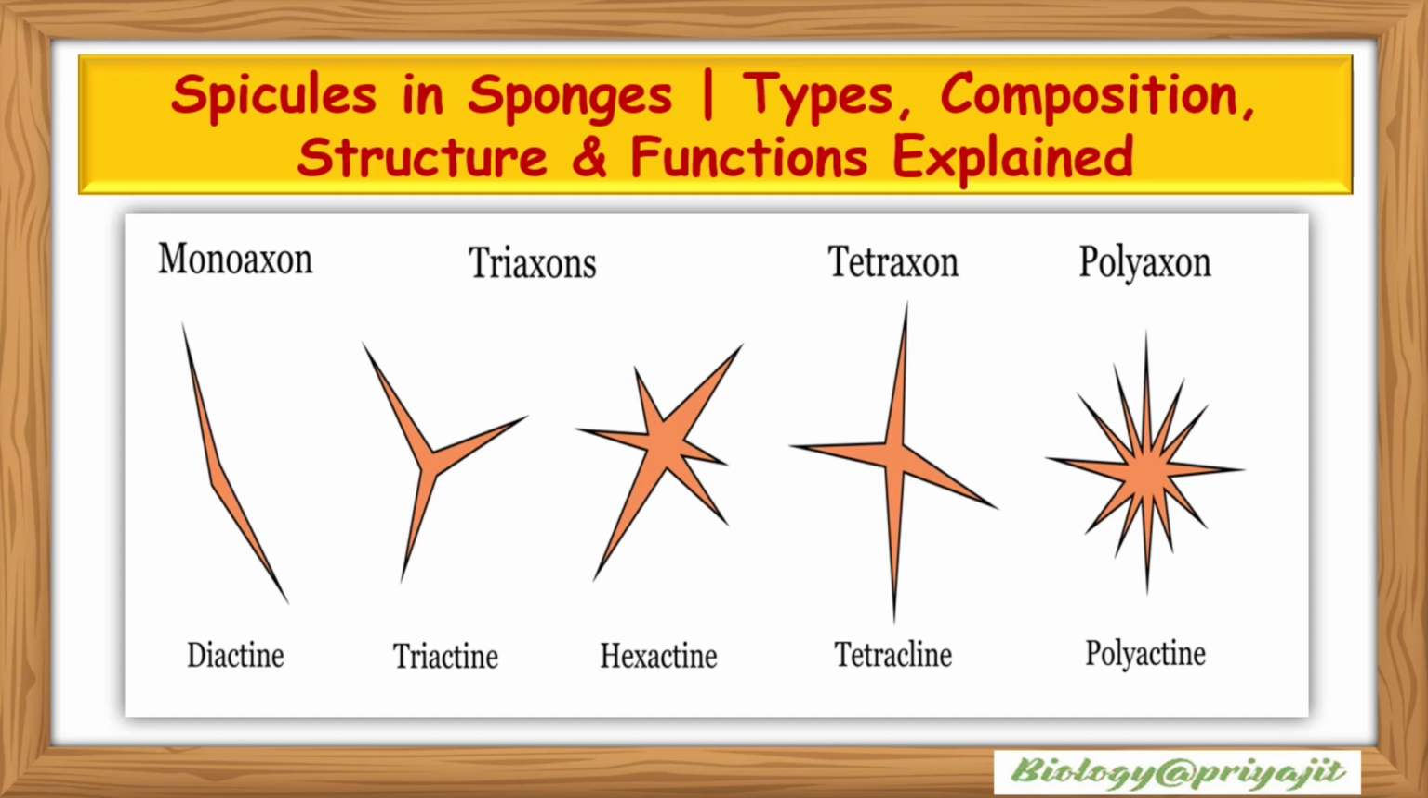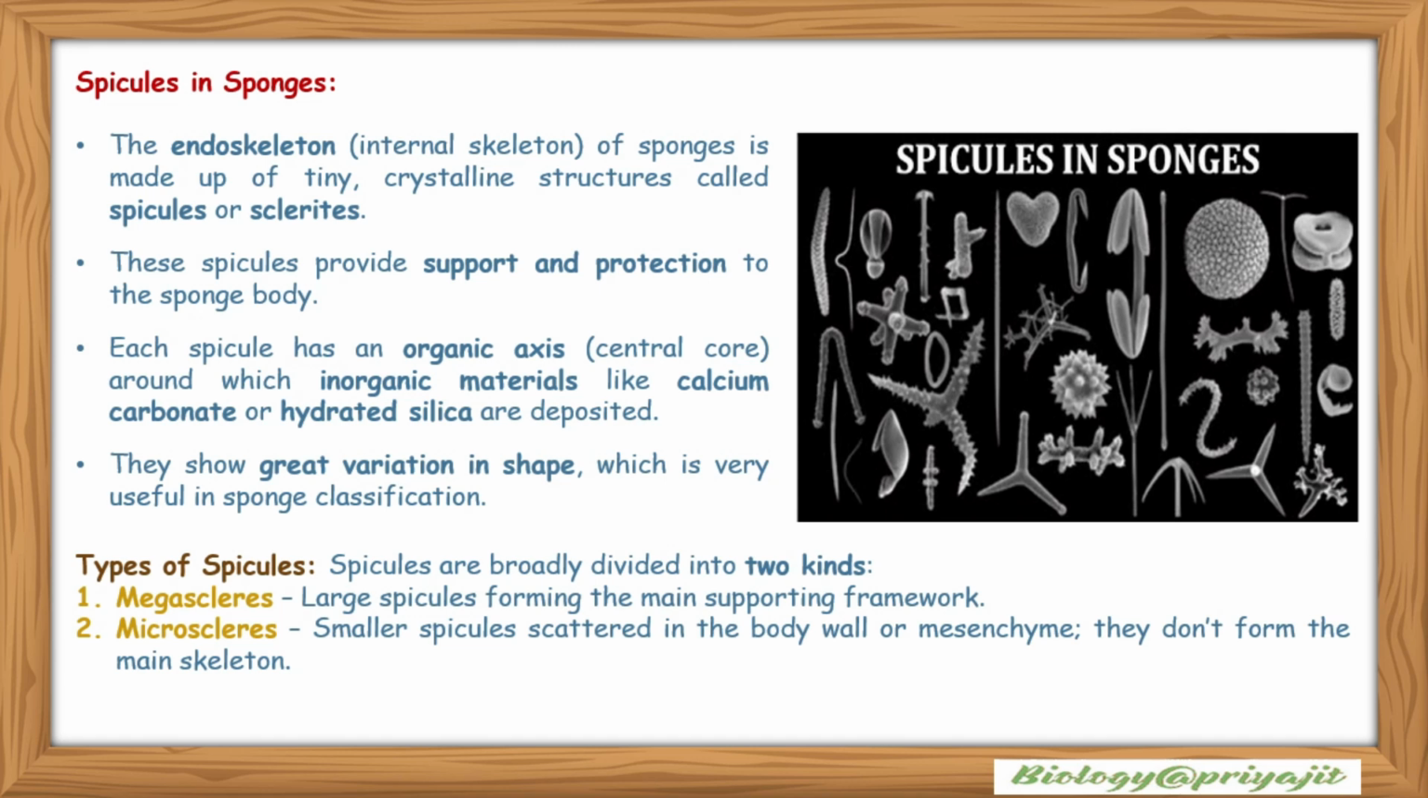Today we will explore the fascinating world of spicules in Porifera, the tiny skeletal elements that give sponges their shape, strength and protection. Using insights from zoological textbooks and microscopic studies, I will explain the types, composition, structure and functions of these remarkable crystalline bodies. By the end of this class, you will understand how spicules not only support the sponge body but also play a key role in its classification and evolution within the animal kingdom.